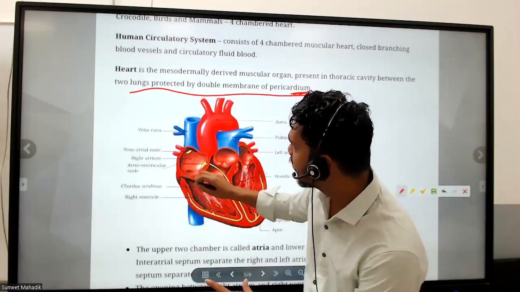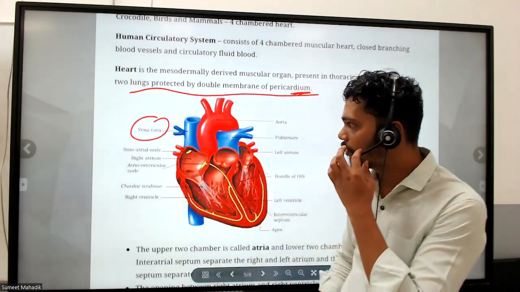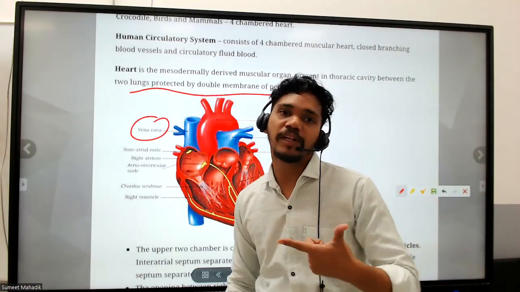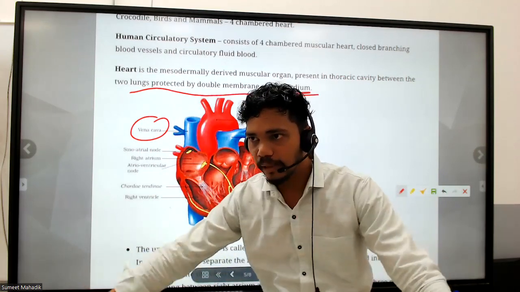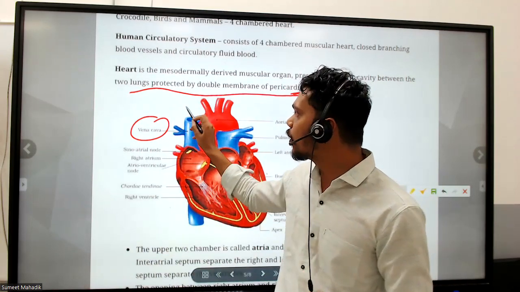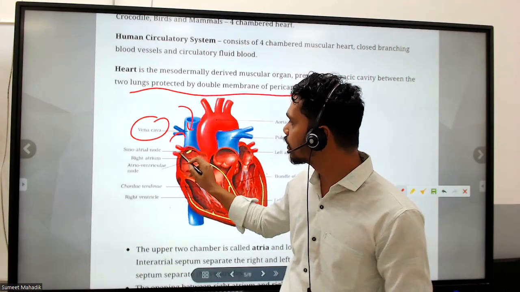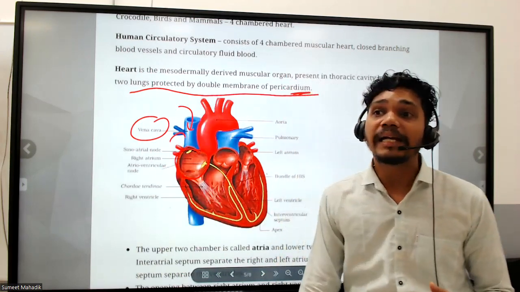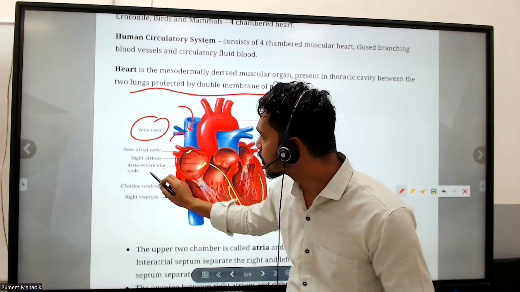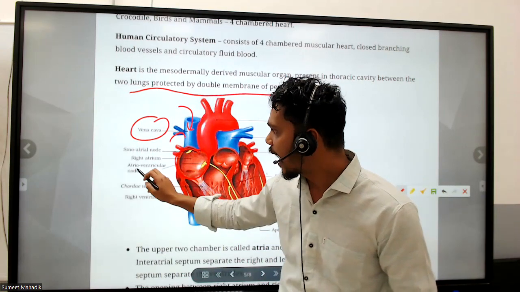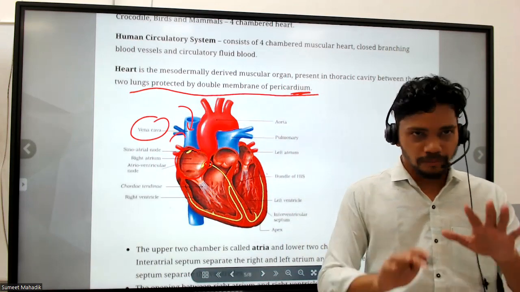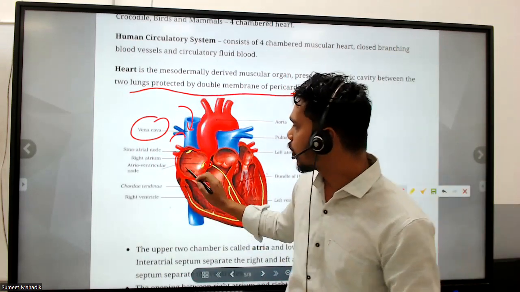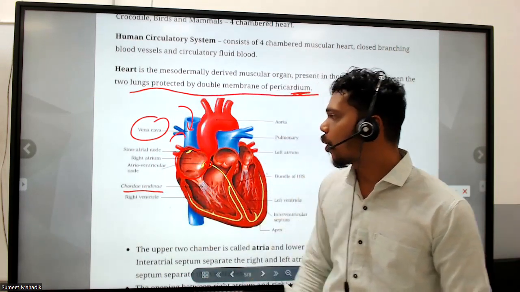So can I say that here are the vena cava? What is vena cava? Superior vena cava and inferior vena cava. Superior collects blood from above, inferior collects blood from below. They pour the blood into the atrium, specifically the right atrium. What is it? Atrioventricular node. What are the SA node and AV node? We're going to talk about it now. Let's talk about this. What is it? Chordae tendineae.